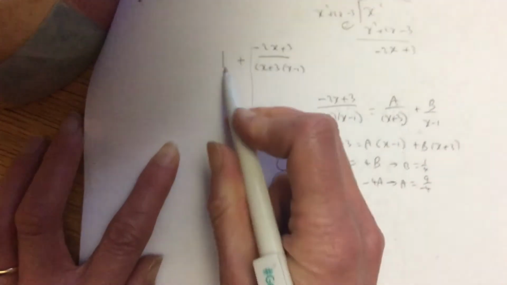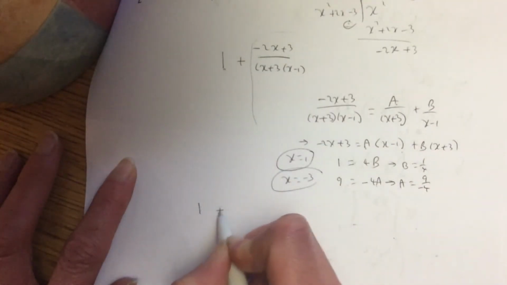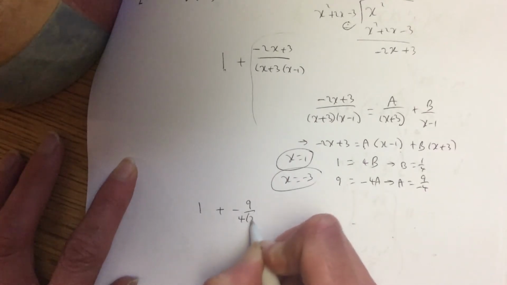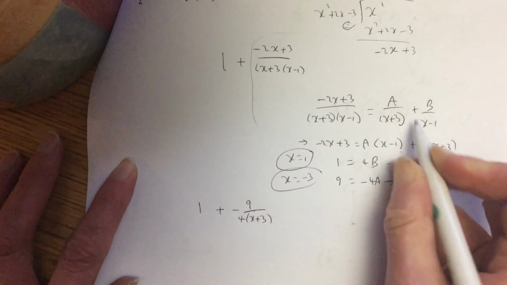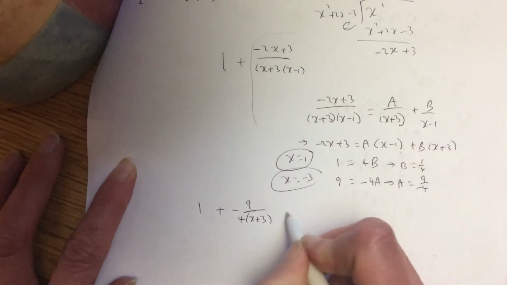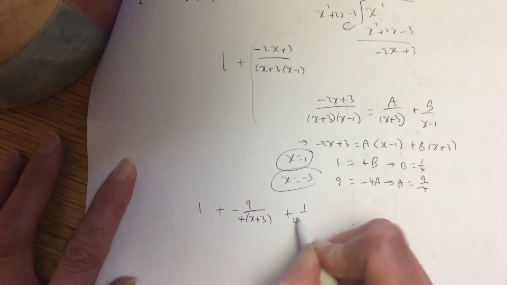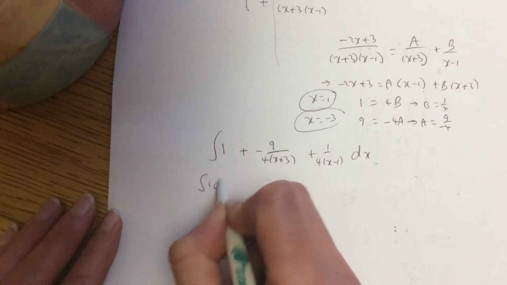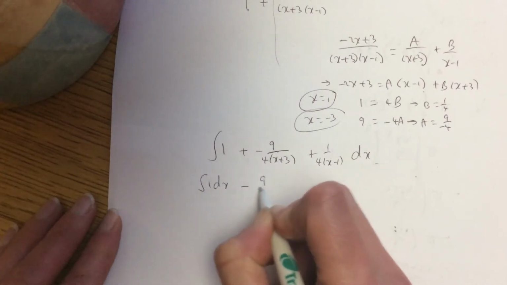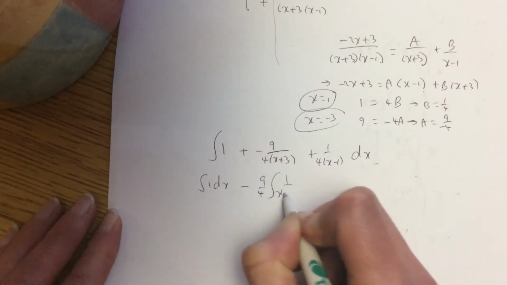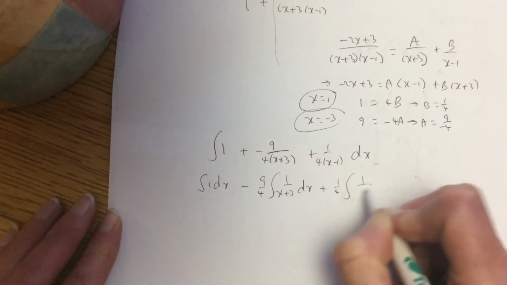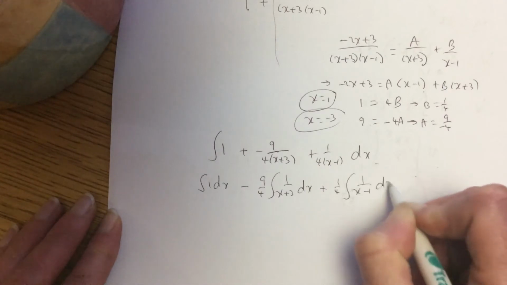So my whole expression is 1 plus a, which is minus 9 over 4, x add 3, plus b, which is plus a quarter, x minus 1. And I want to integrate that. So I like to split my integrals up. So bring that out as minus 9 over 4, 1 over x add 3 dx, plus 1 over 4, and bring that out to the integral sign.